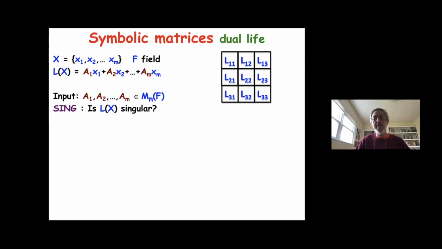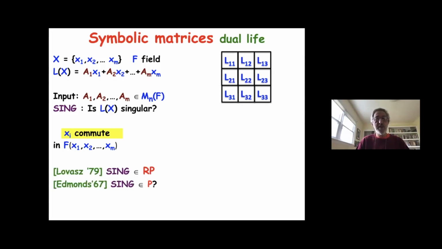We ask whether the determinant is 0, we ask whether it's a singular matrix. I didn't explicitly say it, and I'm sure that's what you thought, and that's what I meant, is that the variables in this description commute. And if they commute, then the question is, what do I mean by, is the matrix singular? Is it singular in the field of rational functions in these variables? Is it invertible or not? And we said what we know about it, complexity, and this is the open problem that will remain open also by the end of the talk.